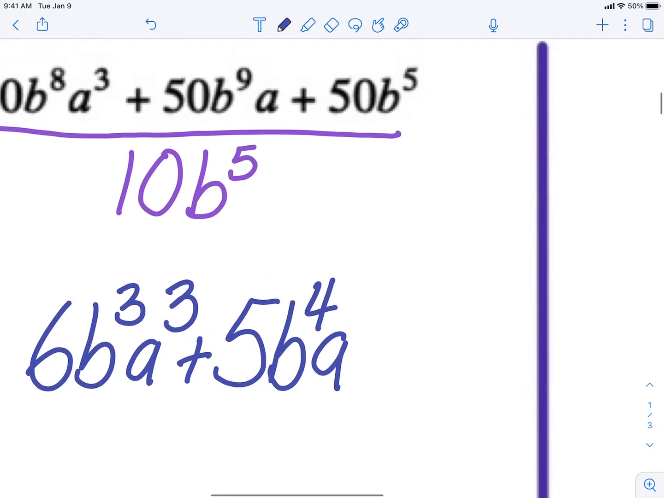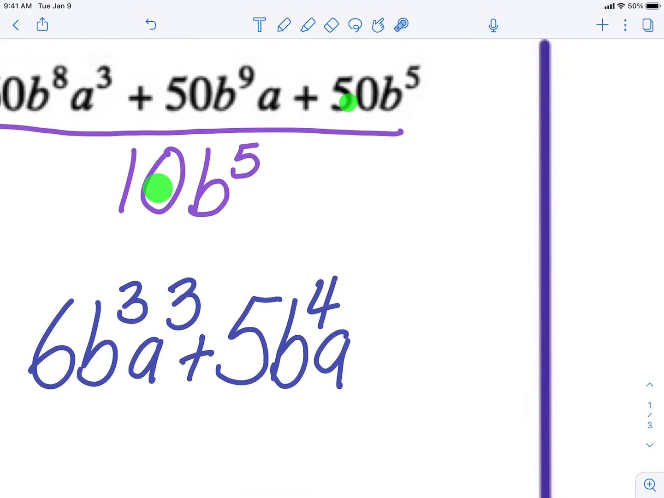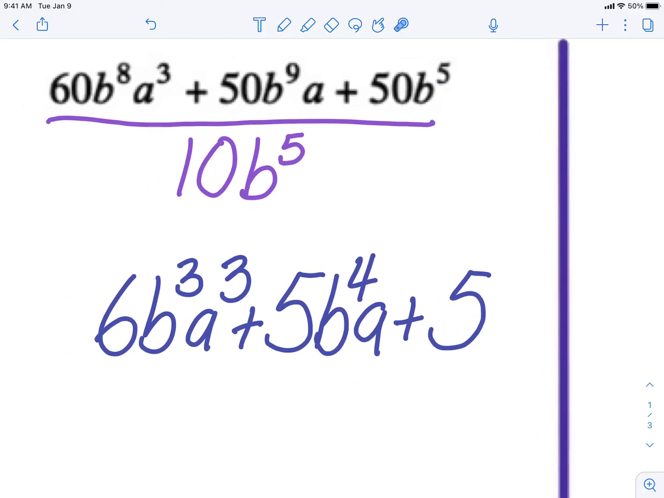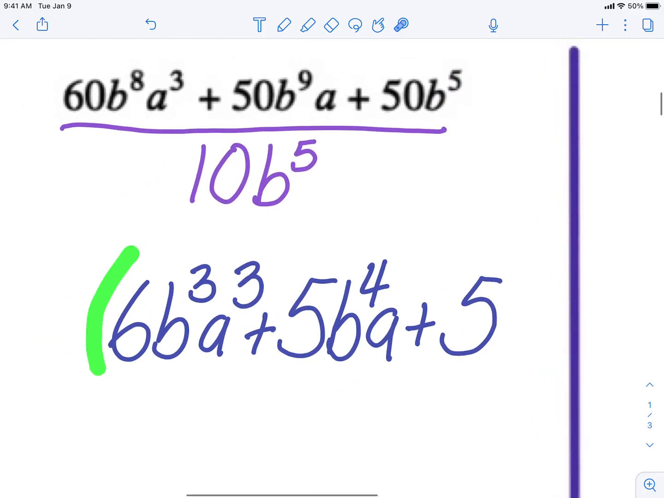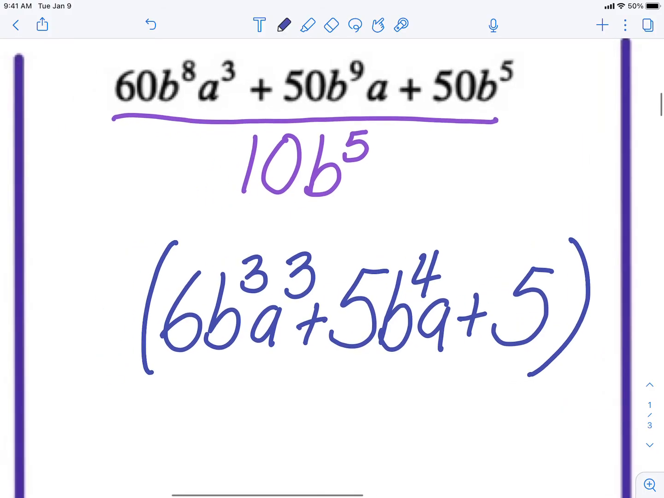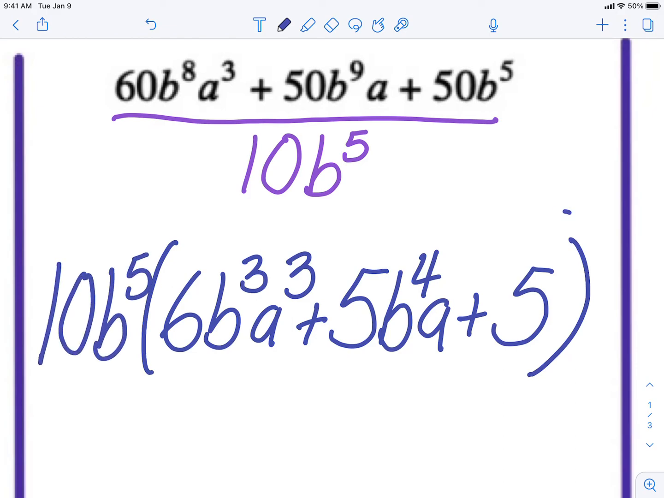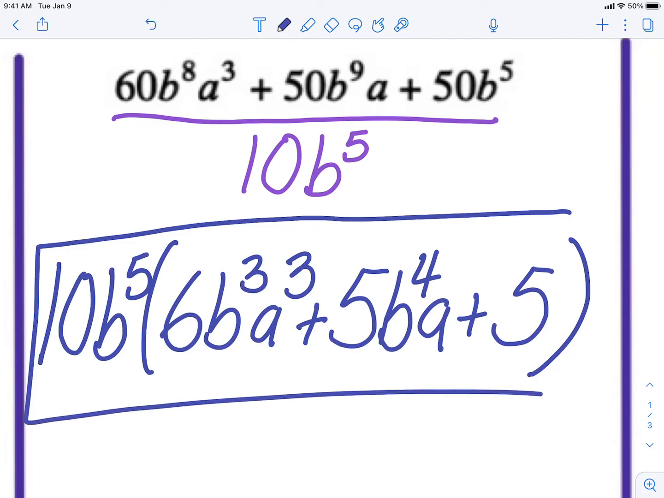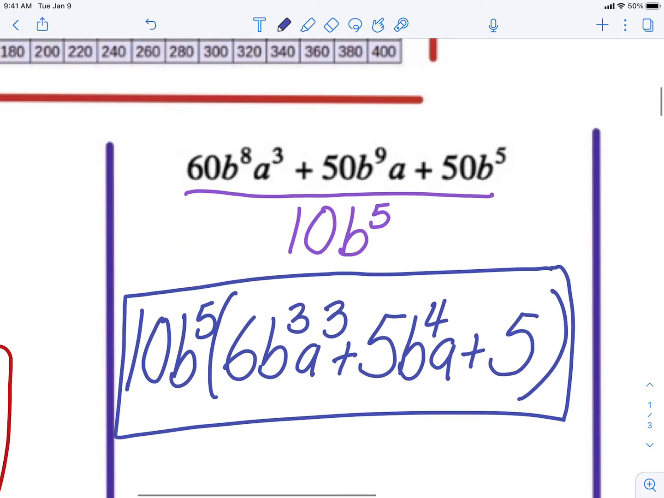Right? And then 50 divided by 10 is positive 5. And this b to the 5th and b to the 5th, I subtract 5 minus 5 is 0, so no more b's on that one. Right? So next step is I draw my parentheses, and in front, I write down what I divided by, which was 10b to the 5th. And that right there, kiddos, is our solution.